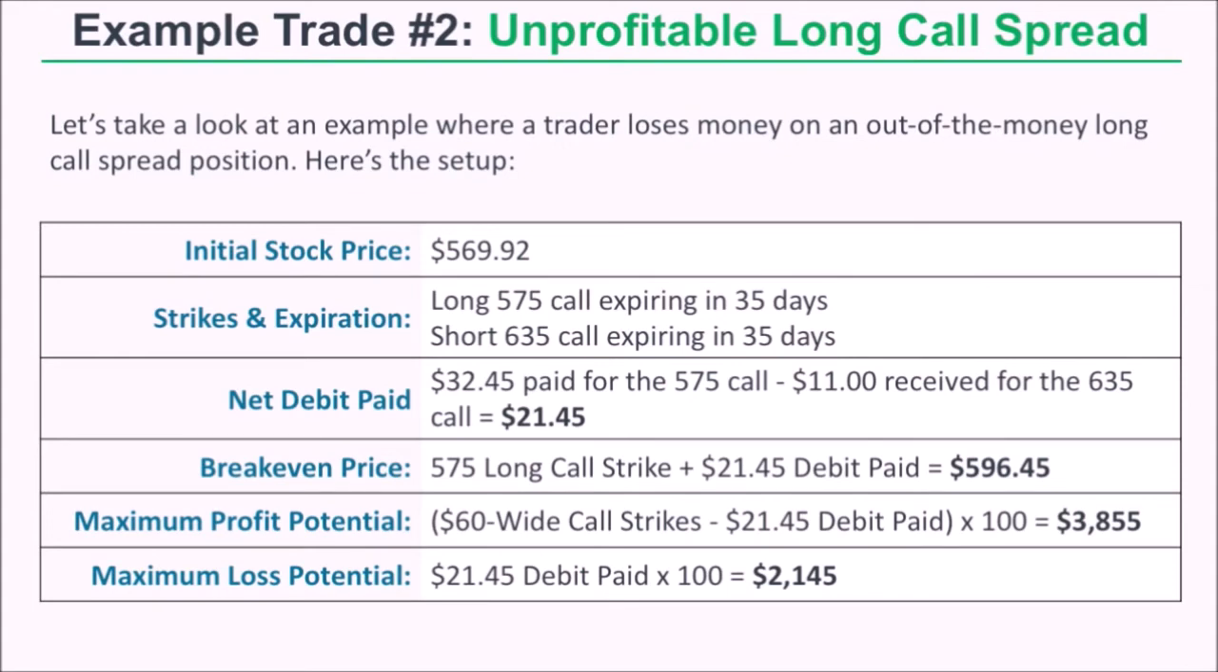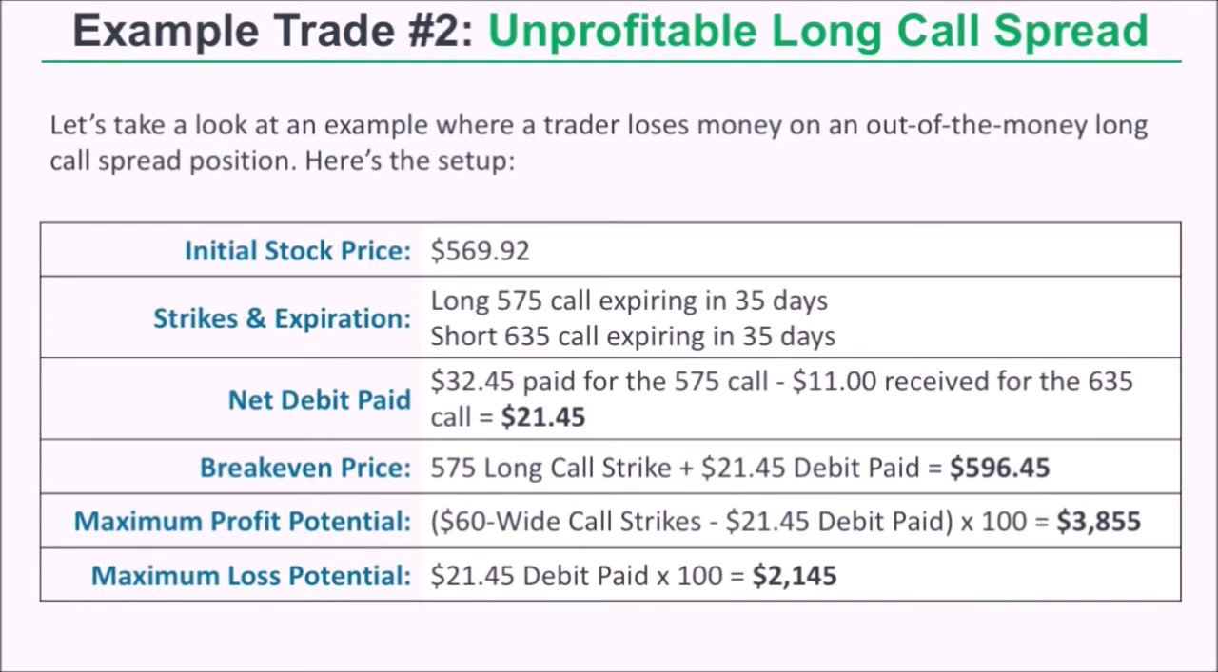The maximum profit potential is the $60 wide call strikes minus the $21.45 debit paid times 100, which brings our max profit potential to $3,855. Now the maximum loss potential is the debit paid times 100, so our max loss is $2,145.